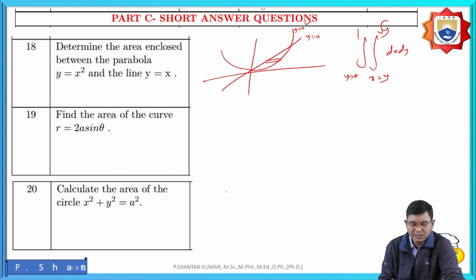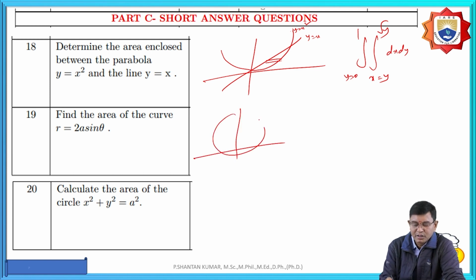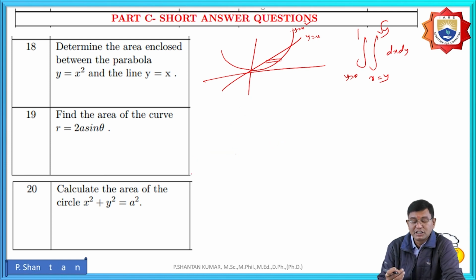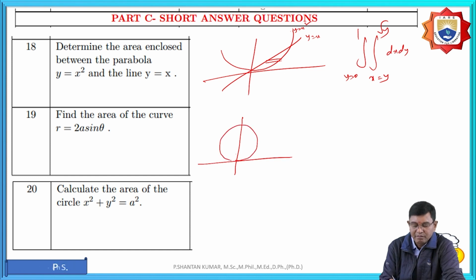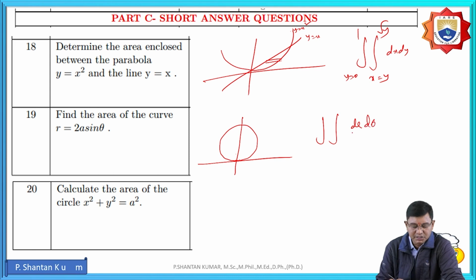Find the area of the curves. It is also based on sin theta, according to whatever diagram we showed previously, the one not passing through the origin, and we need to find the solutions under the dr and d theta conditions. And finally, calculate the area of the circle.